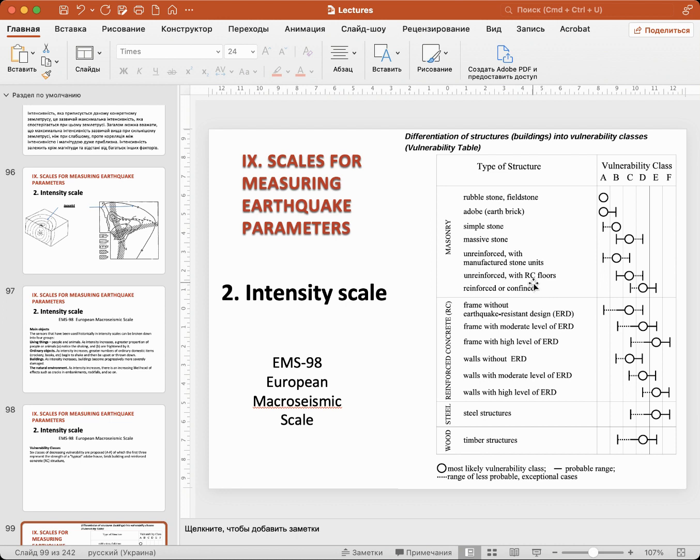For example, when we compare these stones with unreinforced masonry with reinforced concrete floors, or reinforced or even confined masonry, those buildings have a really very big earthquake resistance, or lower vulnerability class, compared to the adobe or rubble stone.